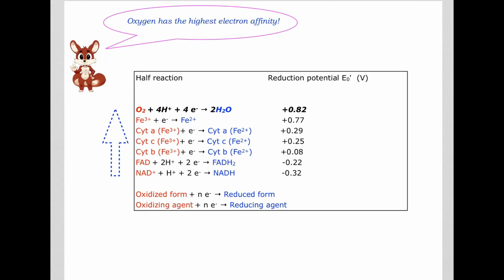It is important to note that when you look at this table, oxygen has the highest reduction potential, plus 0.82. That means oxygen can accept electrons from many chemicals, whether it's NADH or FADH2 or various forms of iron. They can all donate electrons to oxygen. In other words, oxygen likes electrons, has a very high affinity for electrons.